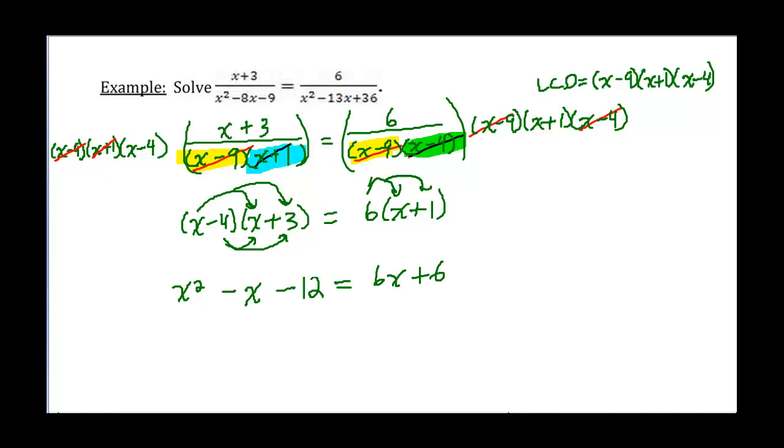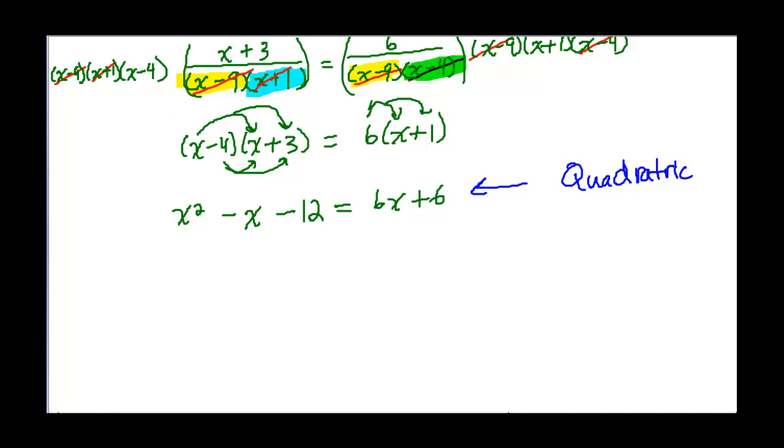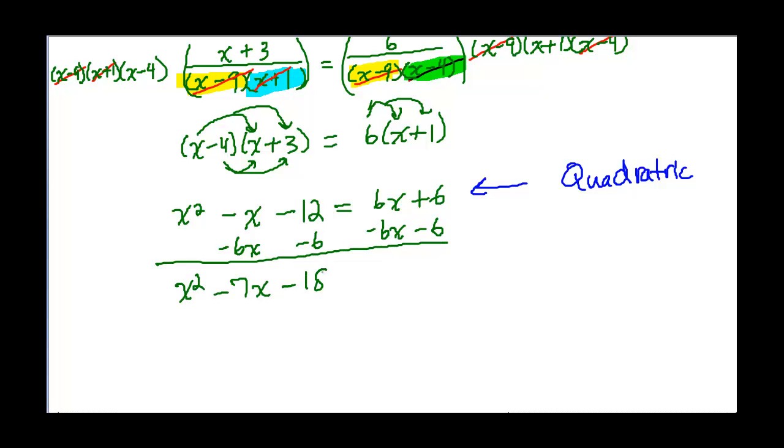Now that we've simplified both sides of that equation, we can see that this equation is quadratic. With quadratic equations, the only way we know how to solve it is by factoring. In order to factor, everything has to be on one side set equal to 0. So I'm going to subtract 6x and 6 from both sides. With that, I'm going to get x squared minus 7x minus 18 equals 0.